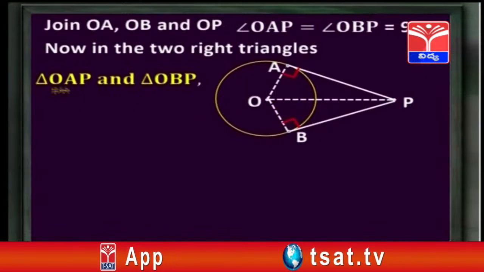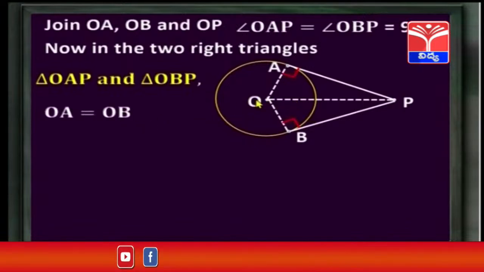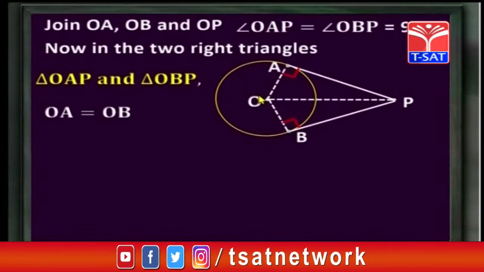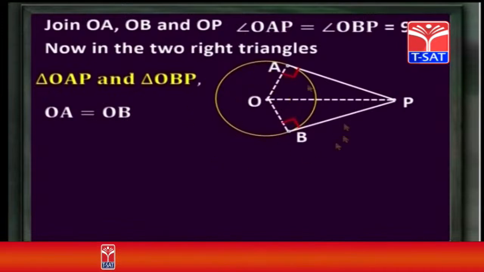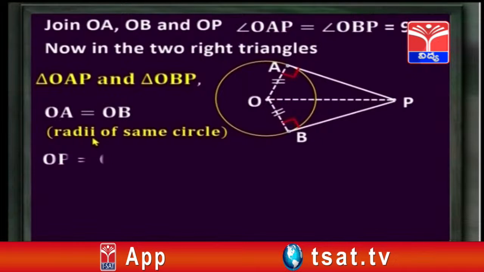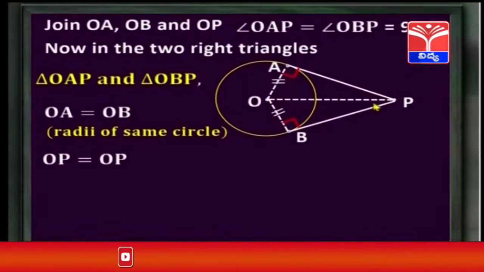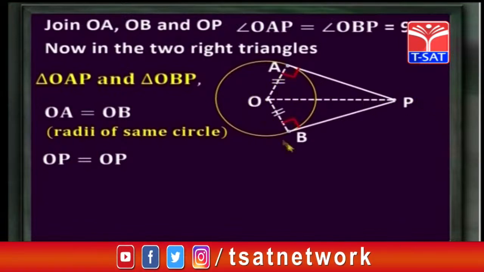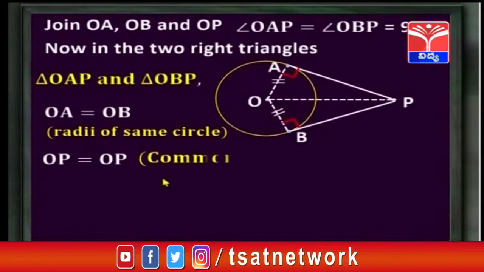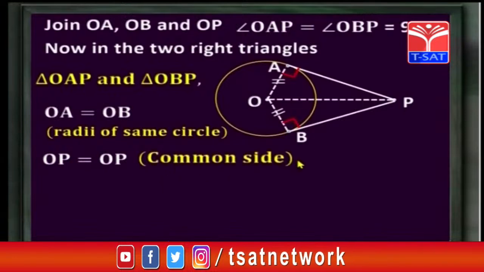From triangles OAP and OBP, if you observe, OA is equal to OB. Why are OA and OB equal? Because OA is a radius and OB is also a radius. So the radii of the same circle are always equal. Now OP is a common side for both OAP and OBP. So I can say OP is equal to OP, which is a common side.